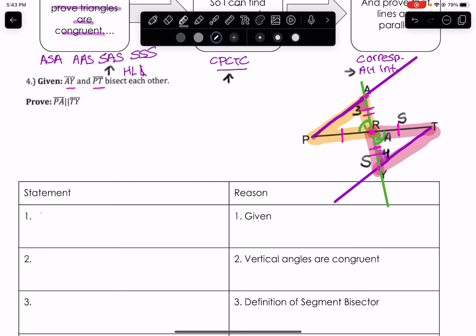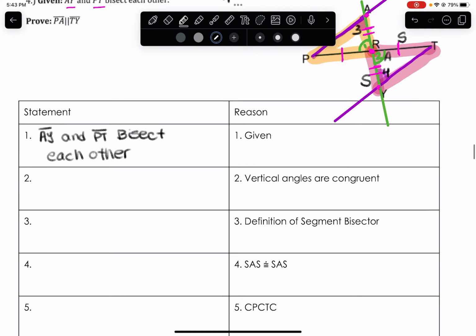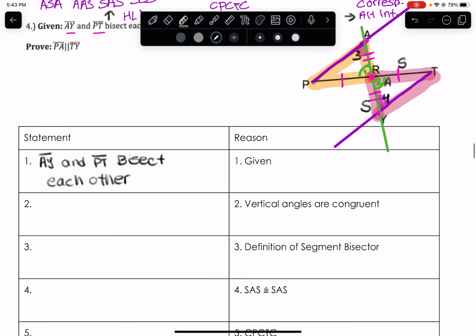First thing you always do is we rewrite the given statement. So AY and PT bisect each other. Now again, if you were writing this out from scratch, your numbers might be slightly different. But here, I am going to start with vertical angles. So angle 1 is congruent to angle 2. Why? Because vertical angles are congruent.